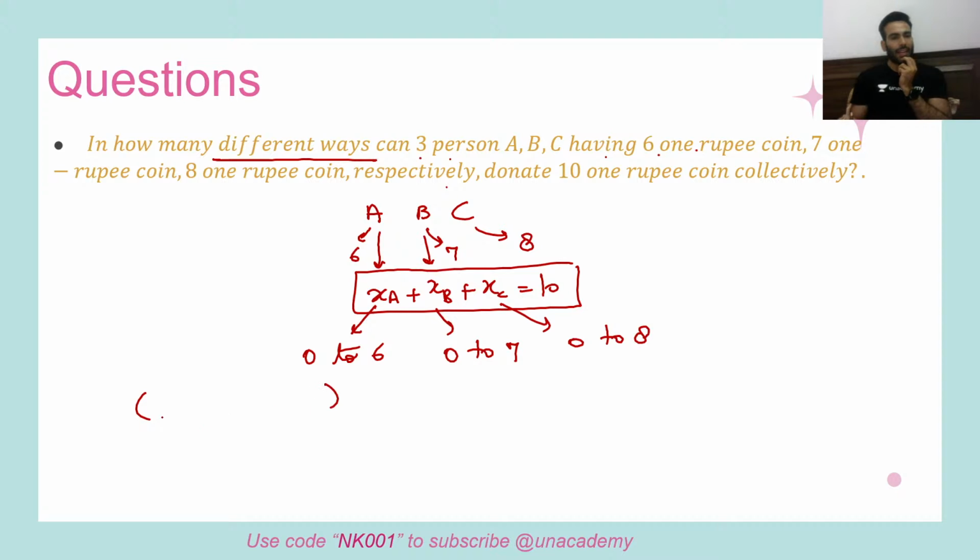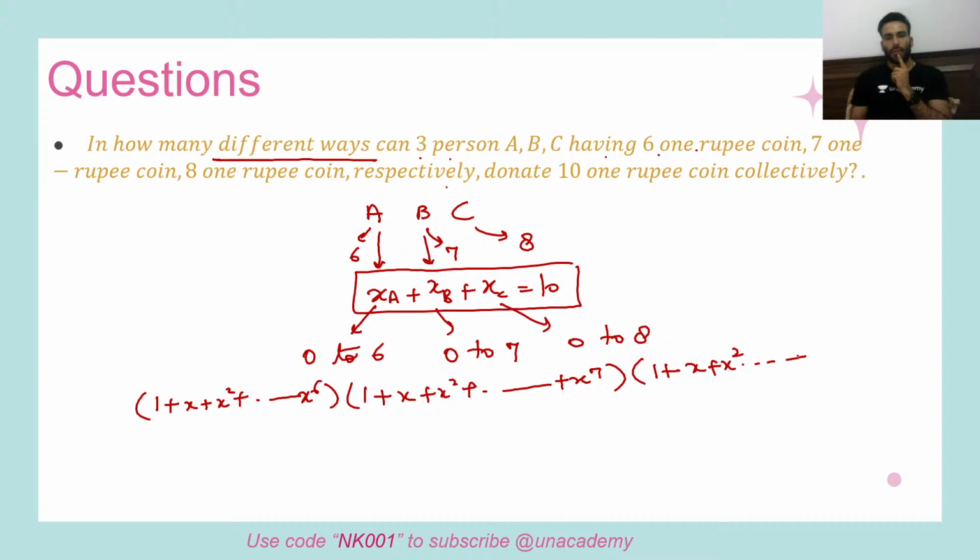What sort of factors do we get? We start from 0. So 1 plus x plus x square, it will go till x to the power 6. Similarly, this will start from here, 1 plus x plus x square, and this will go till x raised to 7. What about this? This will also go till x raised to 8. Now, let's use our brain. Can you please tell me where you have seen this sort of factor? You remember this?